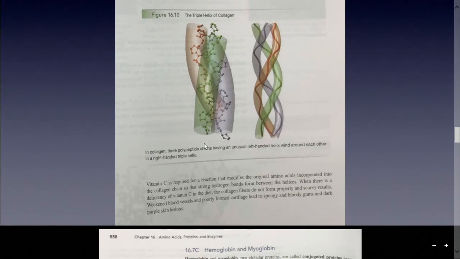Let's just say that. And so when there's a deficiency, the collagen fibers don't form properly, and scurvy is what results. Scurvy is just the name of the disease. And so basically, you're going to have weakened blood vessels, because we said blood vessels are tough because of the collagen. Now, I know they're not like bone tough, but they're pretty tough.